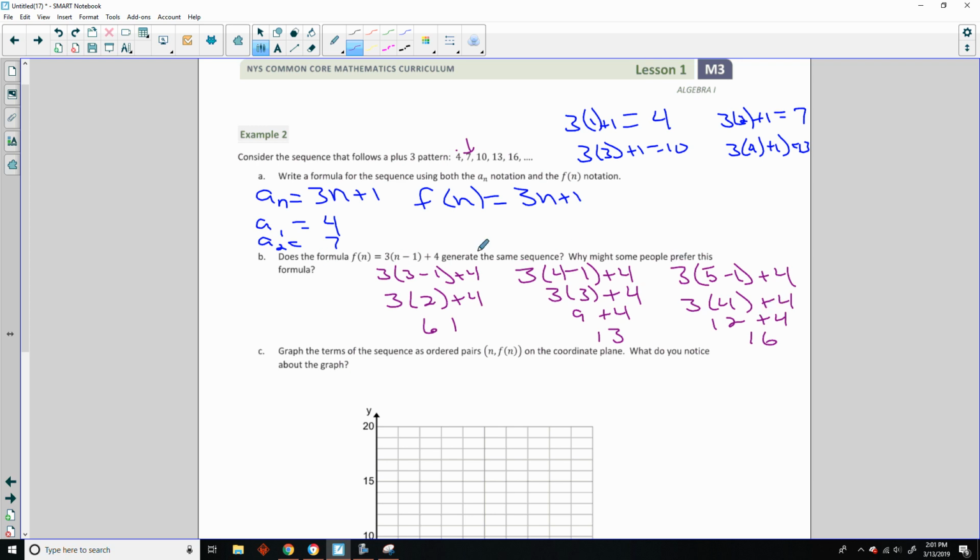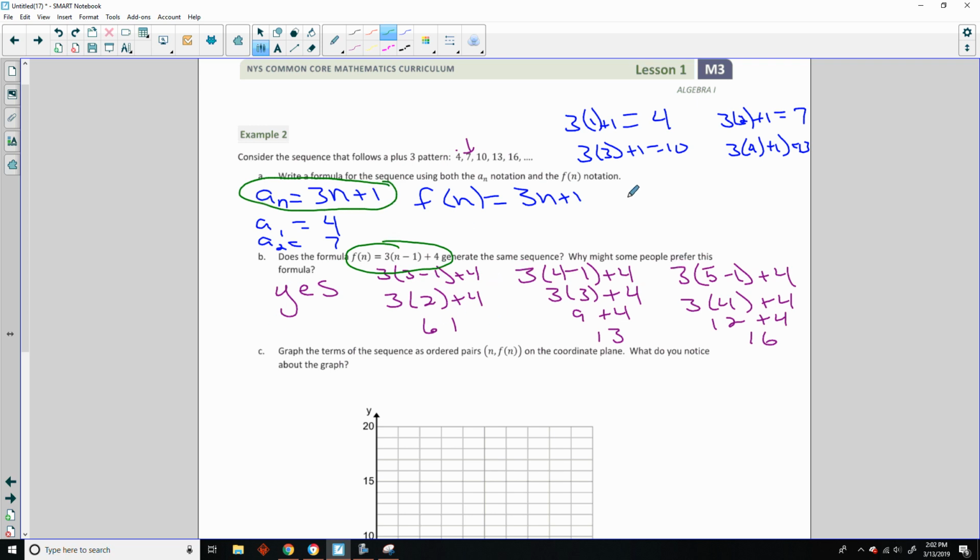So does this formula generate the same sequence? And the answer is yes. Why might some people prefer this formula over the previous one? Okay, before I answer this question, I want to show you a quicker way of seeing if this is equivalent to this.